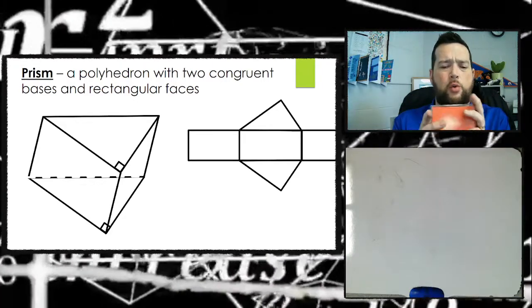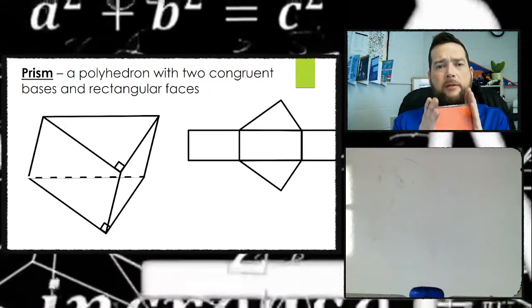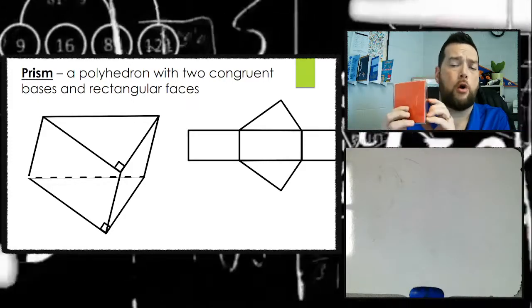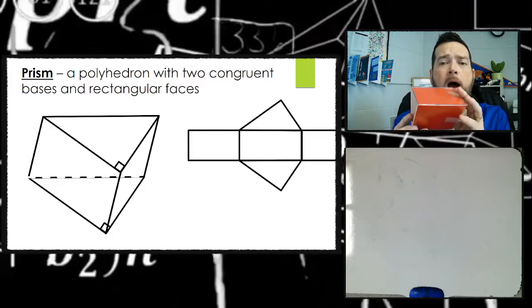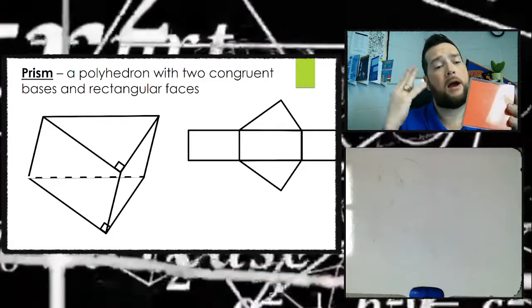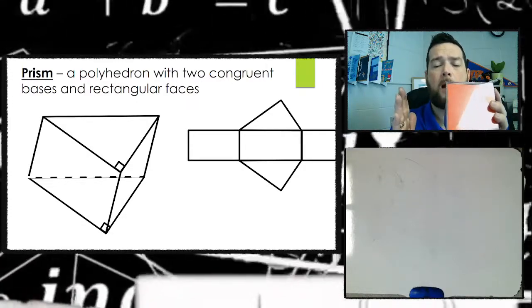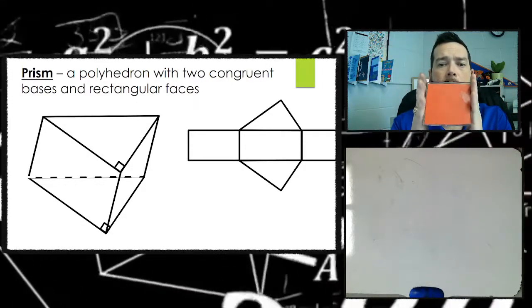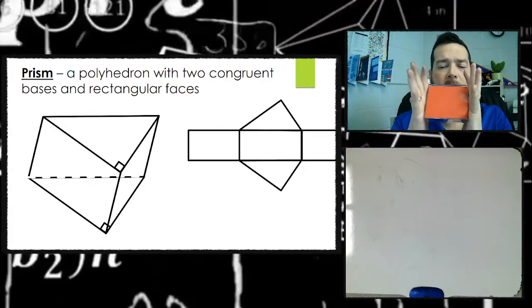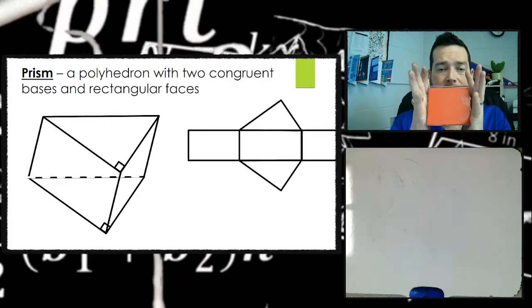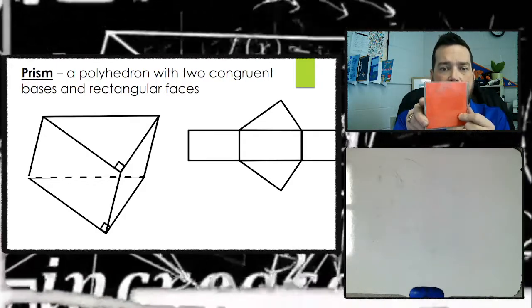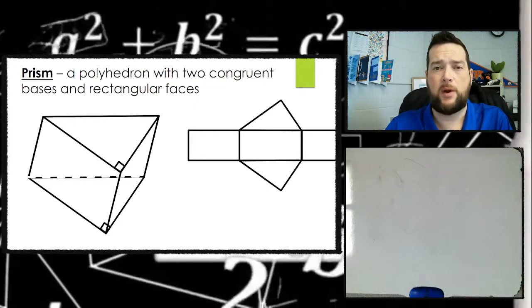Now, I don't like to use the word bottom and top usually because I don't want you to think that it always has to sit on the bottom or it always has to sit on the top. Prisms can sit however they like, or however the question wants to present it to you. But you just need to know that your two congruent parallel sides are going to be your bases. And then we also know that we have rectangular faces on prisms. Every prism has rectangular faces.